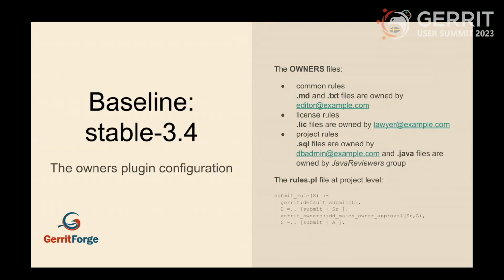And the rules.pl, this is directly taken from the book that I just mentioned, from the examples of the plugin itself. It's taking the default Code-Review +2 rule and adds the magic so that the extension will be expected to be verified, approved by the specific person.